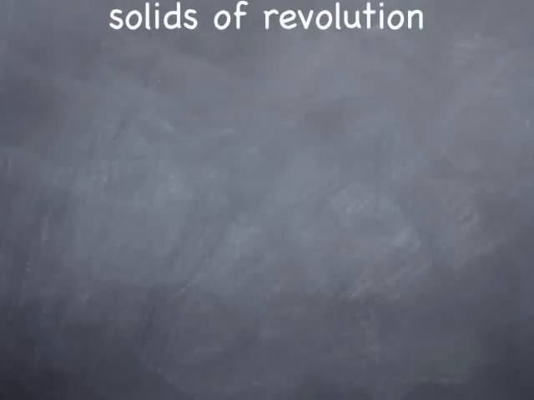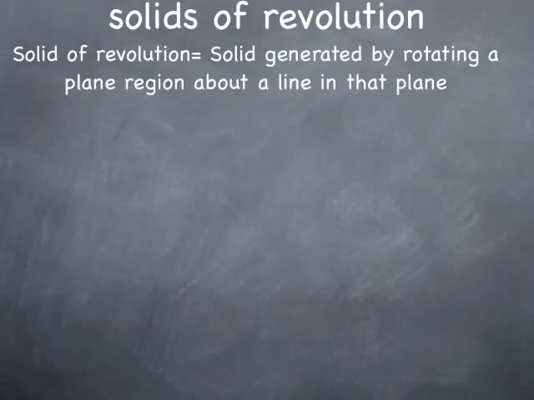This is the case of solids of revolution. And what we mean by that is a solid that is generated by rotating a plane region about a line that is in that plane. Okay, maybe that's not quite clear, but if we look at an example, it should become obvious what it means.